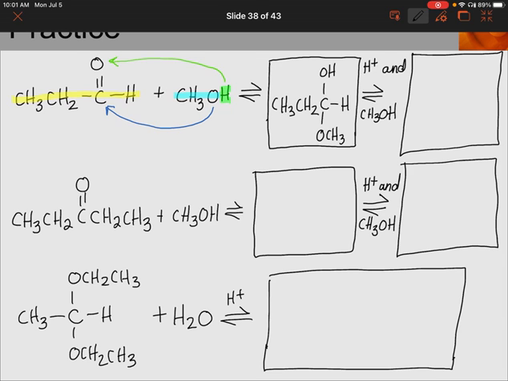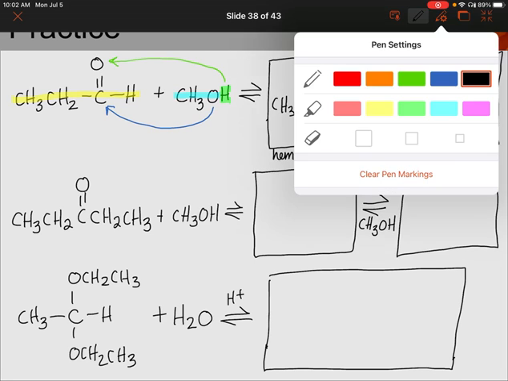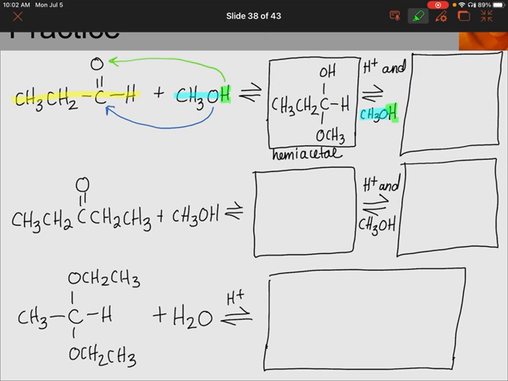And what is that intermediate called? A hemiacetal intermediate. Okay, so then let's say we add more alcohol with some catalytic acid there. What would happen? The OCH3 is going to come in and kick out the OH, and we end up with our final product. And what is that molecule called? An acetal molecule.